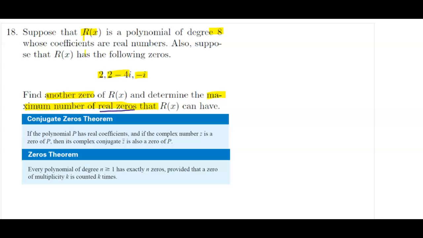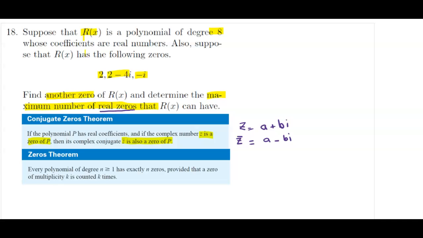All right, and let me stress, it is asking about the real zeros, not all the zeros. Now, for the first part, we're going to use the first formula, the conjugate zero theorem. The conjugate zero theorem states that if z is a zero of p of x, then the conjugate, which is called z bar, is also a zero of p. Let me elaborate. If z equals a plus bi is a zero, then z bar, which is the conjugate, a minus bi, is also a zero.